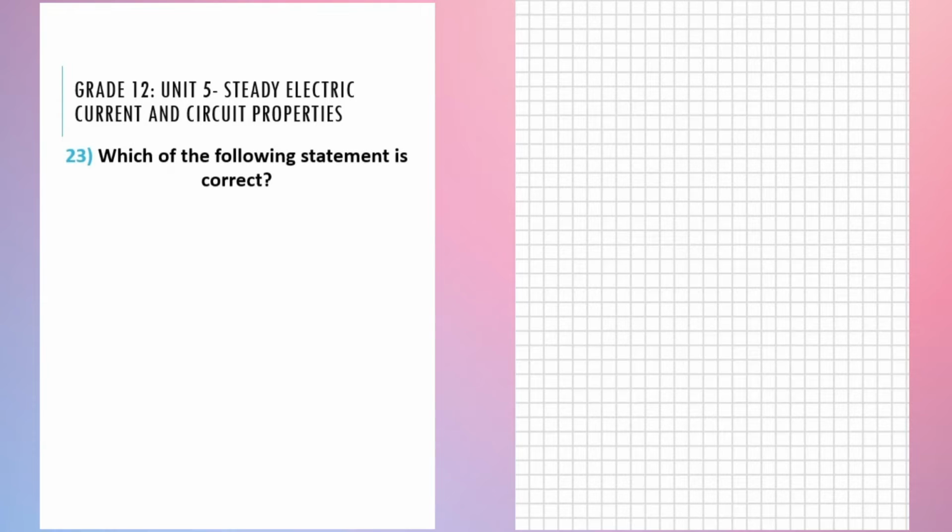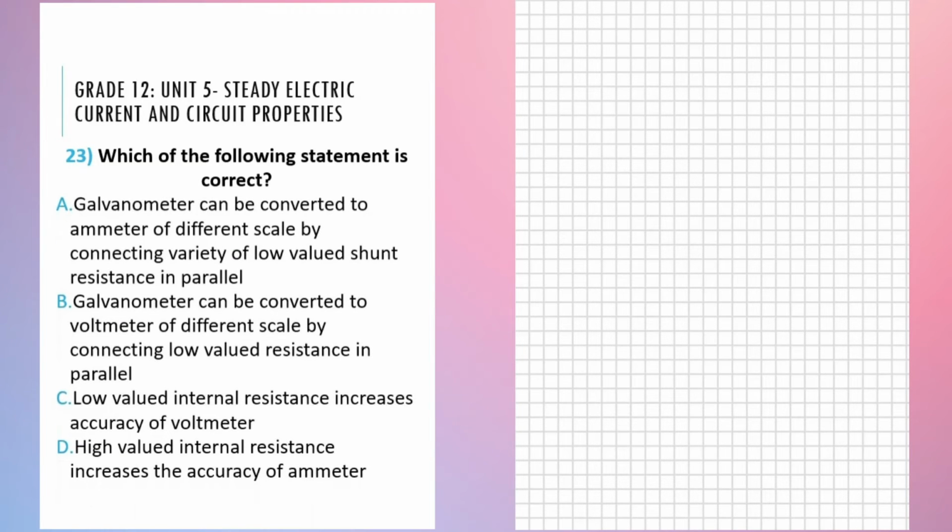Question number 23 states: which of the following statements is correct? Choice A, a galvanometer can be converted to an ammeter of different scale by connecting a variety of low-valued shunt resistance in parallel. Choice B, a galvanometer can be converted to a voltmeter of different scale by connecting low-valued resistance in parallel. Choice C, low-valued internal resistance increases accuracy of a voltmeter. Or choice D, high-valued internal resistance increases the accuracy of an ammeter.